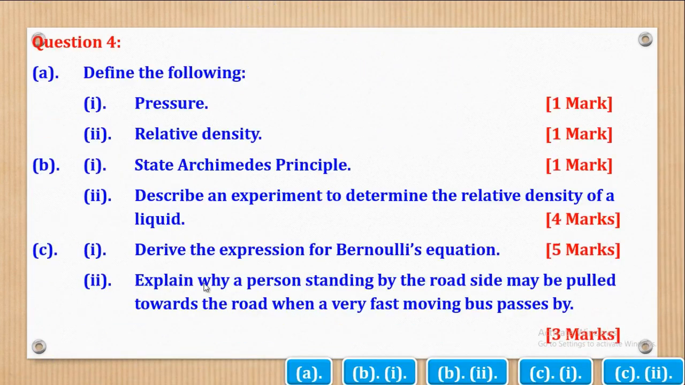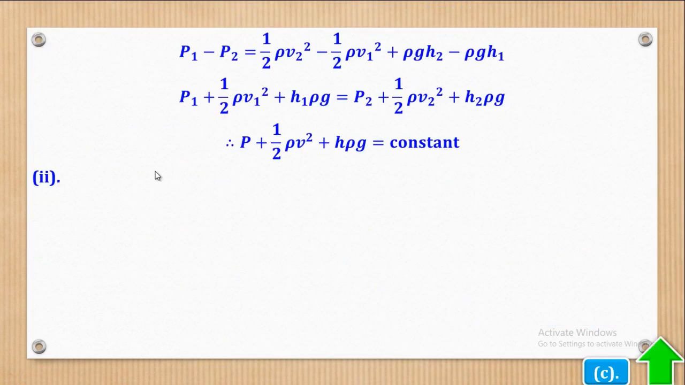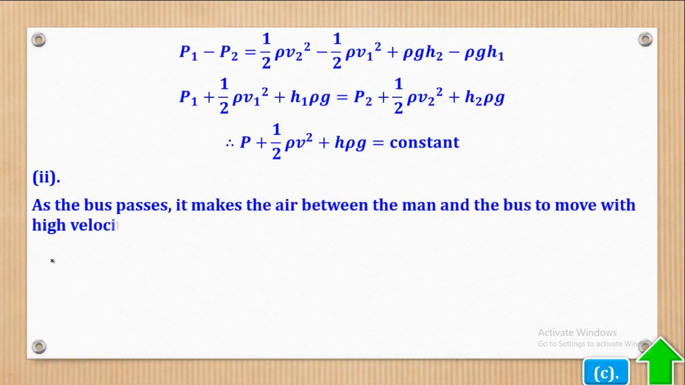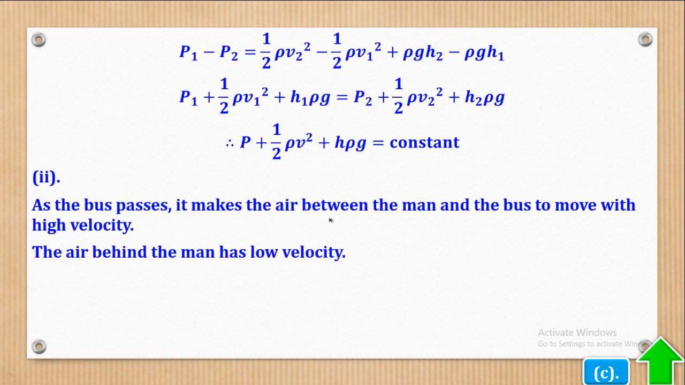Roman 2 says, explain why a person standing by the roadside may be pulled towards the road when a very fast moving bus passes by. So yes, as the bus passes, it makes the air between the man and the bus move with a high velocity. The air between the man and the bus is at a high velocity.